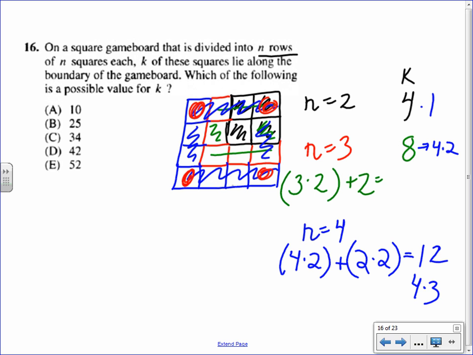Okay, so the answer needs to be a multiple of 4. So we can get rid of anything that's not a multiple of 4. And that leaves us with E.